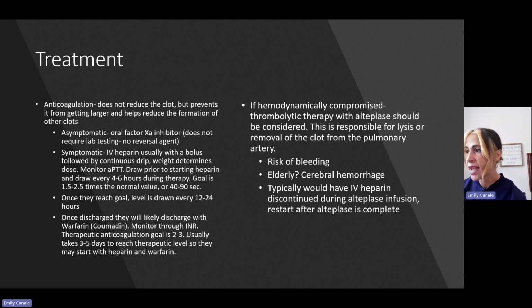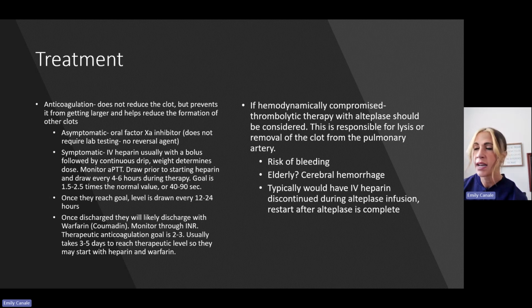If they're asymptomatic and they have like a low risk, anticoagulation usually is just going to consist of oral factor XA inhibitors that inhibit that conversion of prothrombin to thrombin. So these patients don't require hospitalization, but on the other hand, if they are symptomatic with PEs, they are hospitalized and we need to treat that with IV heparin. So heparin is initiated for any type of symptomatic pulmonary embolus.